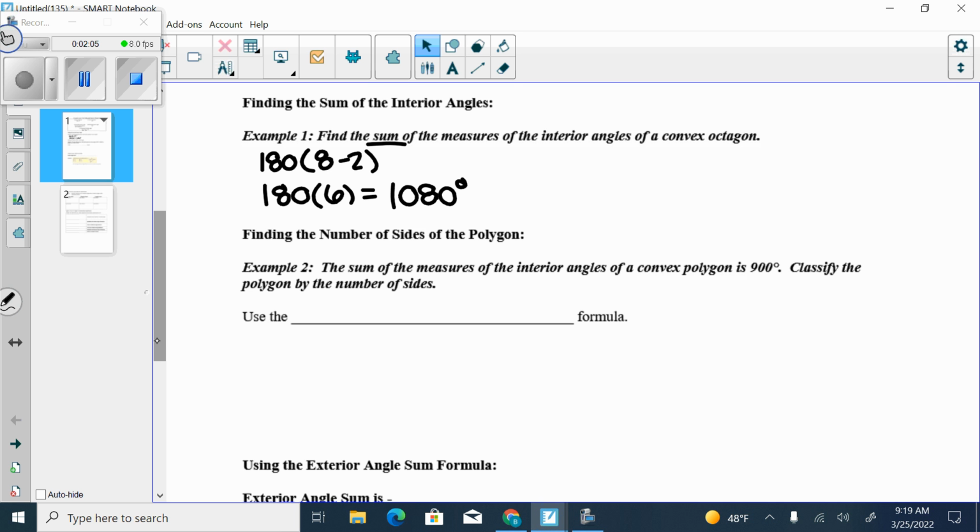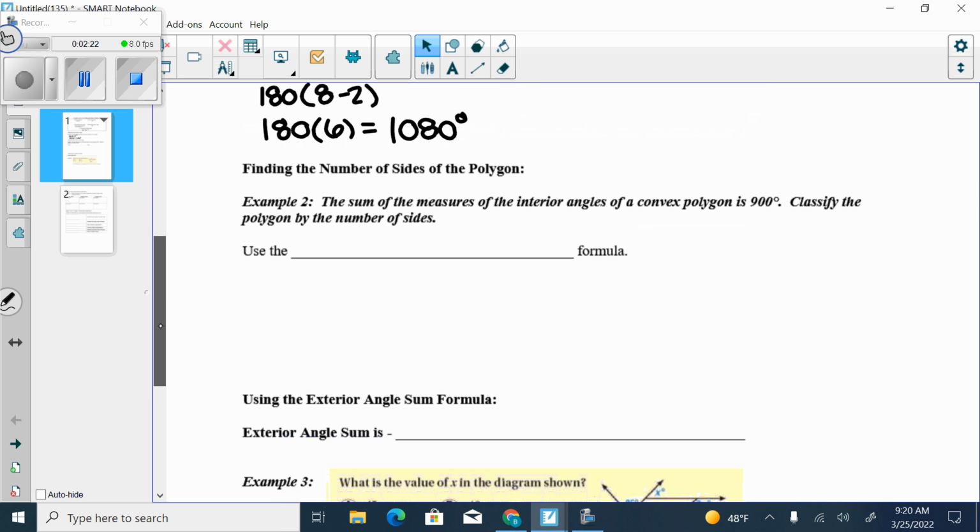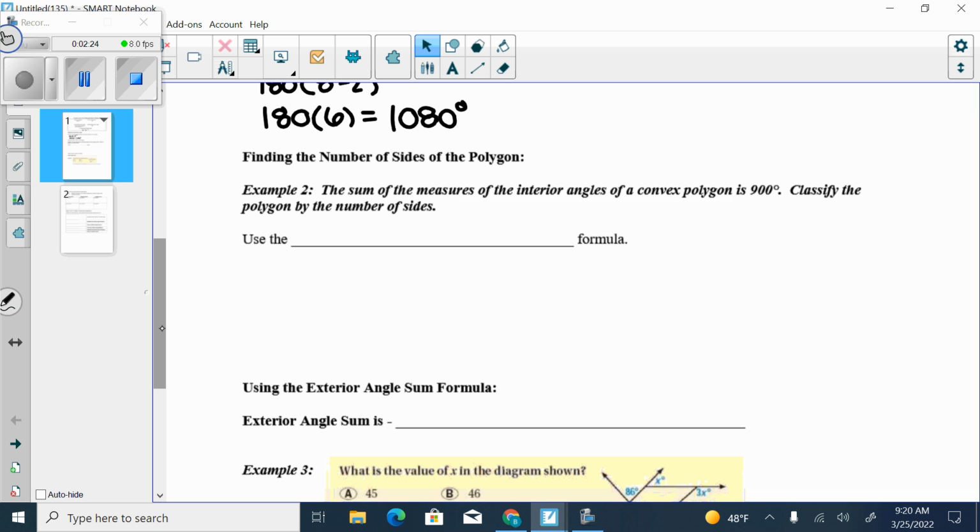All right. On example 2, it says that the sum of the measures of the interior angles of a convex polygon is 900. Classify the polygon by its number of sides. So we're going to find its number of sides and say what kind of a shape that would be. First of all, they want us to write down what our formula would be. So we're going to use the polygon interior angles formula.